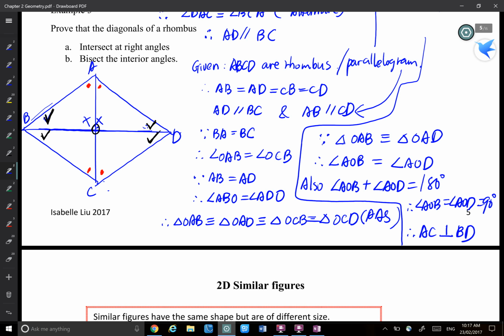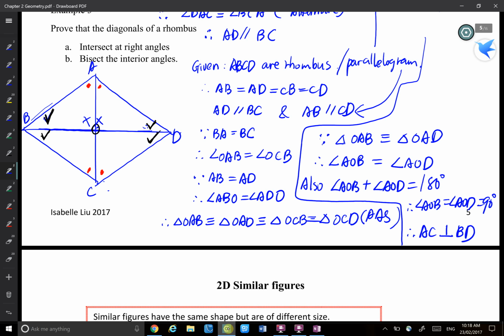I have proved they are congruent triangles, and now it gives me the idea that the two equal angles add up to 180. So each angle will be 90 degrees. So the diagonals intersect at right angles.